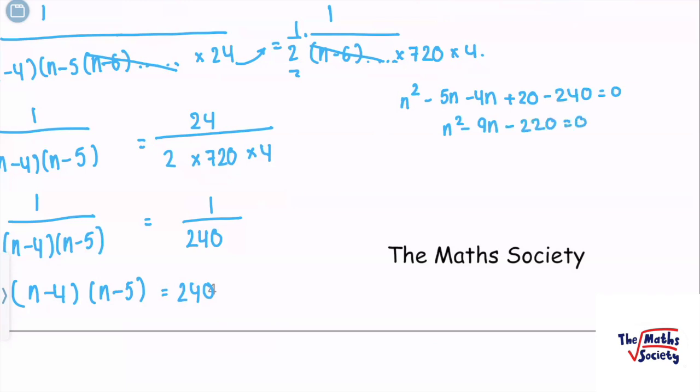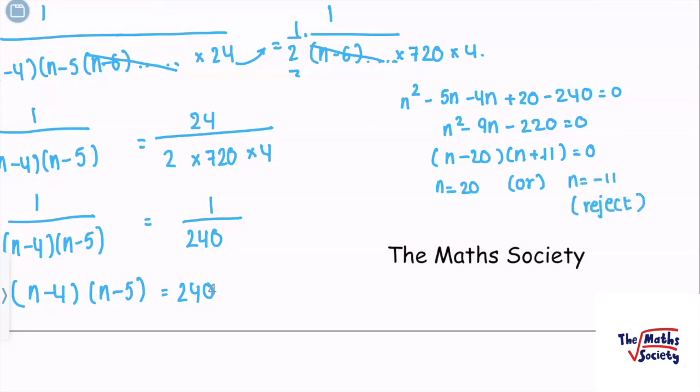So you'll do the square method, 220, so it's 20 and 11. It's going to be n minus 20 and n plus 11 equals 0, so n equals 20 or n equals negative 11. Because it's negative, we need to reject it. So after all, n is just 20.